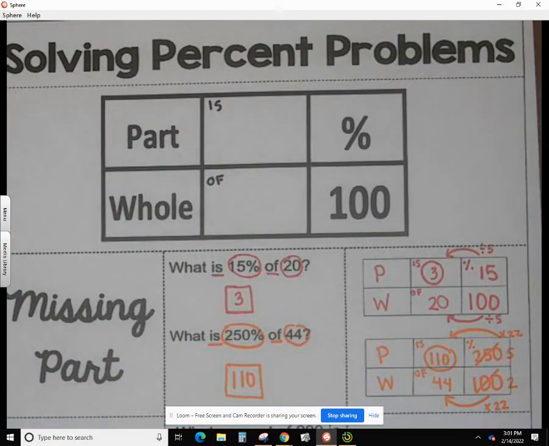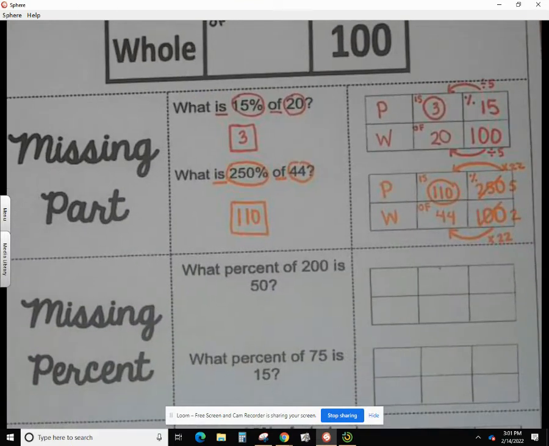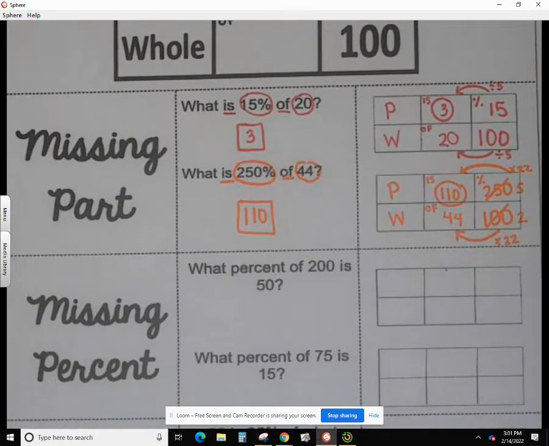And I will show you more examples after we do the notes. So don't worry, you will figure this all out. Okay, so now we're going to do missing percent. I said we were doing that earlier, but I lied.